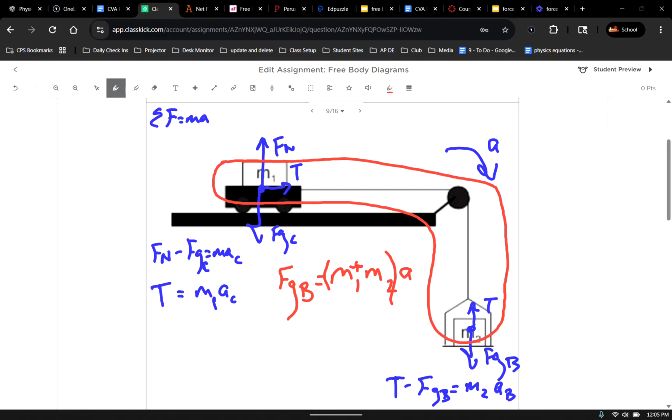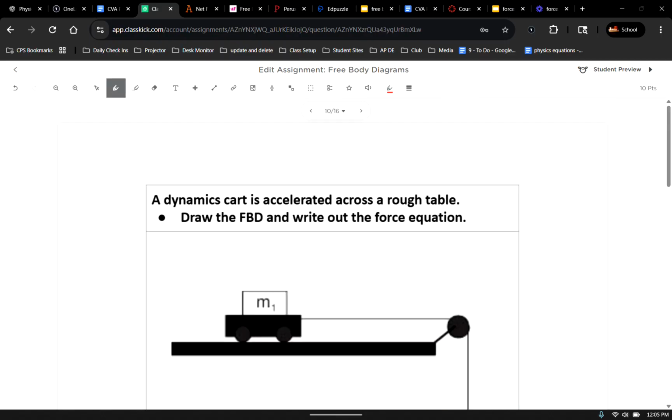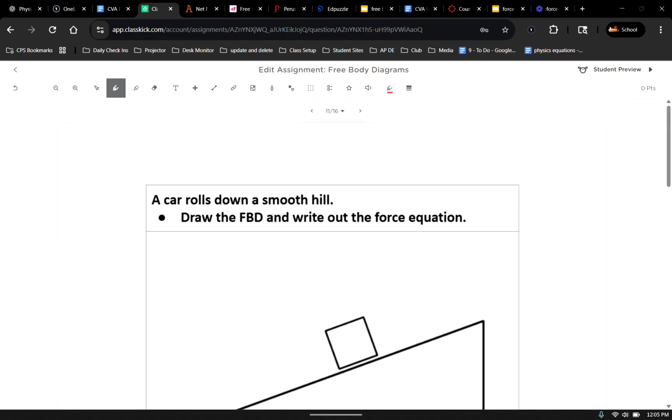You could use the equation you wrote over here to get tension, or you could use this equation to get tension. The problems with numbers will be more specific and narrow down what you have to draw and what you don't have to draw. All right, let me go to the next one here. 10, you're going to do 11.